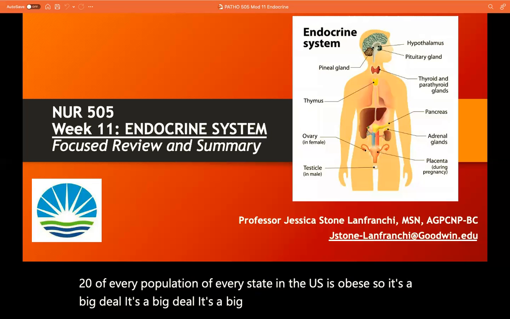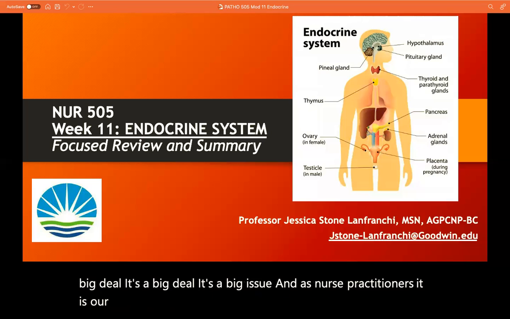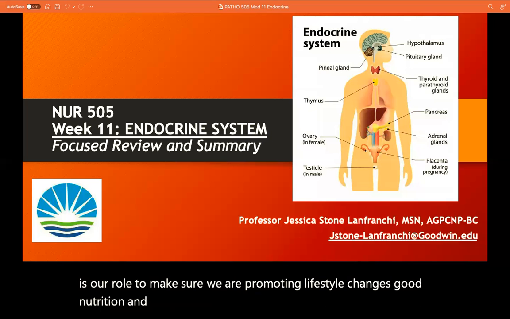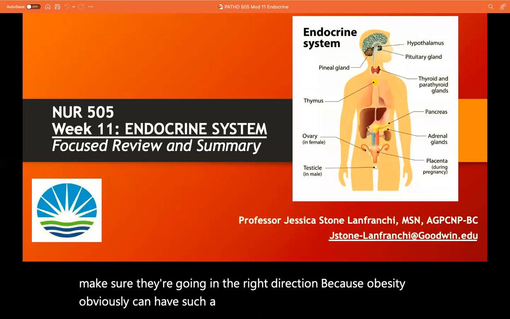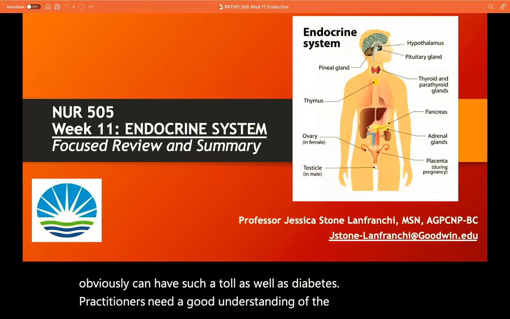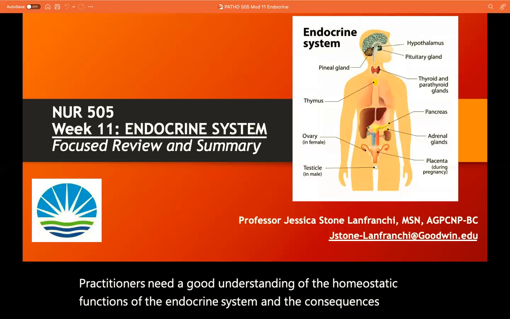And as nurse practitioners, it is our role to make sure we are promoting lifestyle changes, good nutrition, and just making the right decisions for our patients to make sure they're going in the right direction, because obesity obviously can have such a toll, as well as diabetes. Practitioners need a good understanding of the homeostatic functions of the endocrine system and the consequences of endocrine dysfunction.